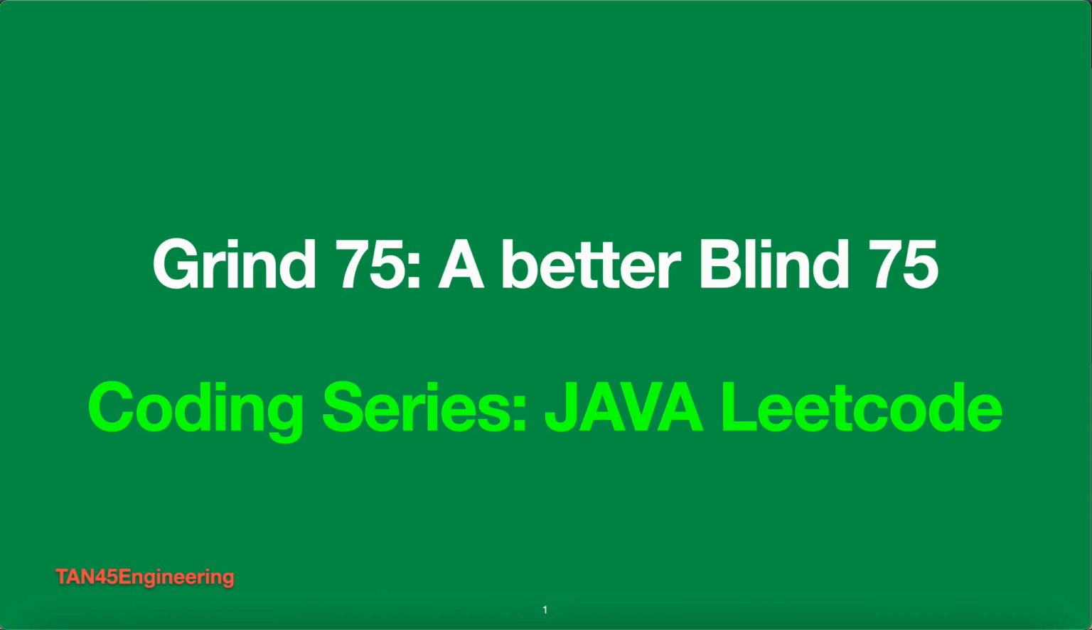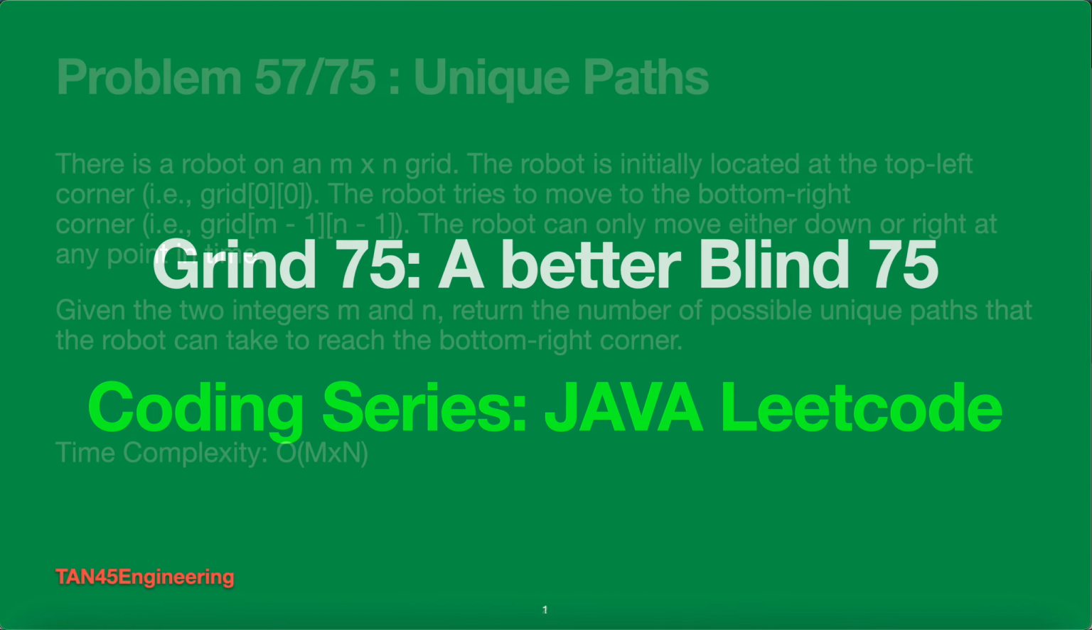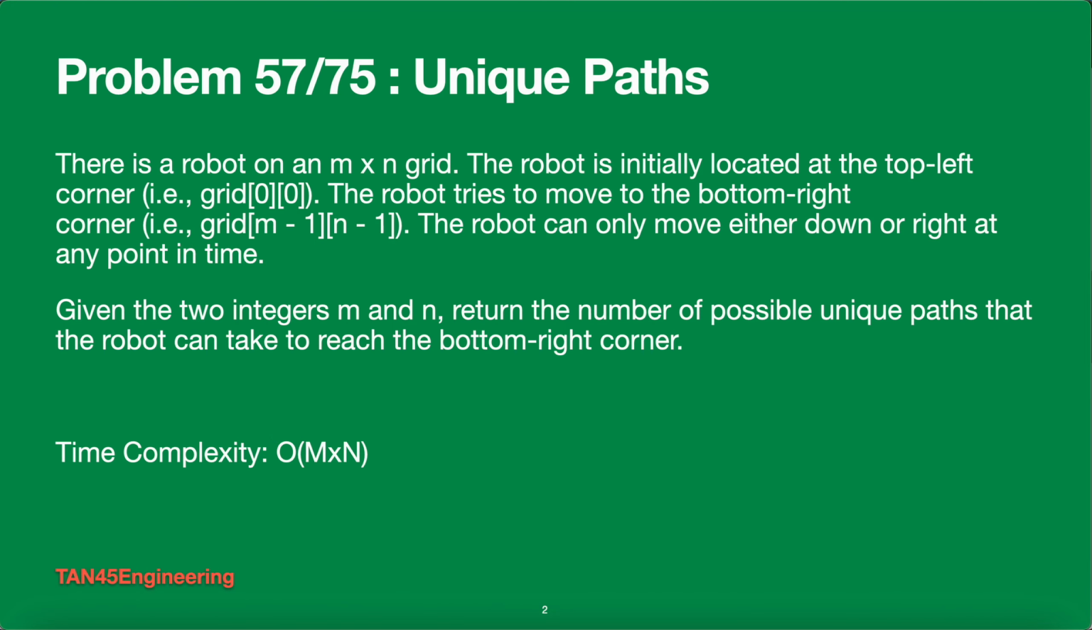We are here with yet another video in our Grind 75, a Better Blind 75 coding series. So today's problem is on unique paths. It's a dynamic programming problem. Let's jump into the problem statement, understand it and start coding.